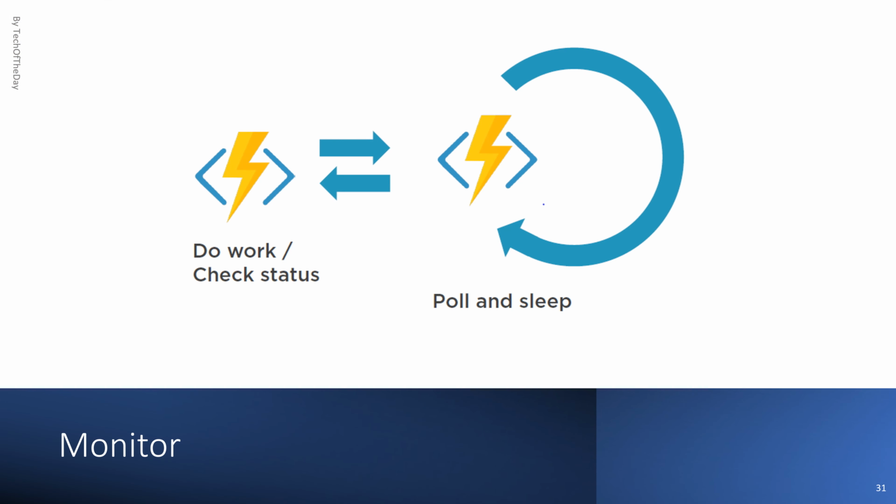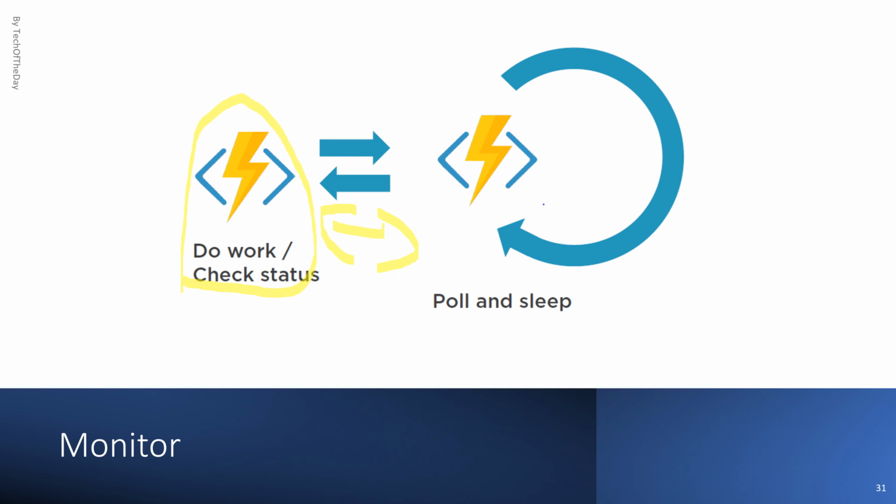The monitor pattern implements a recurring process in a workflow, possibly looking for a change in state. You could use this pattern to repeatedly call an activity function that's checking to see if certain conditions are met. So you have a work in progress, and you keep checking if something has changed, and for that you just poll and sleep and you keep checking. So it's kind of a monitoring for a specific thing.